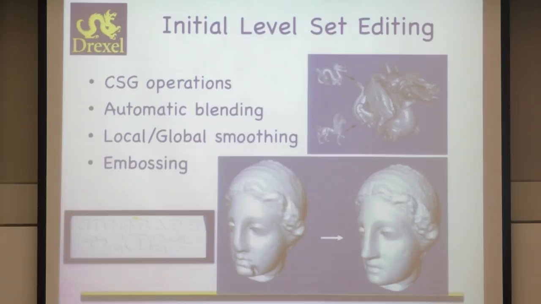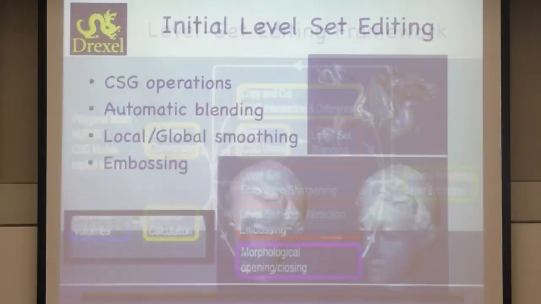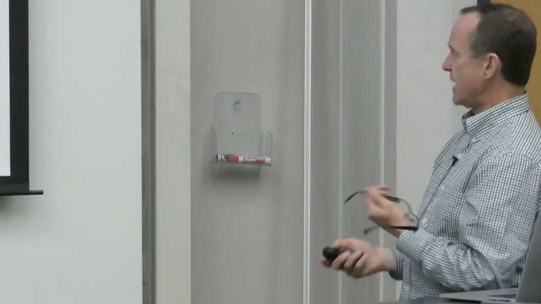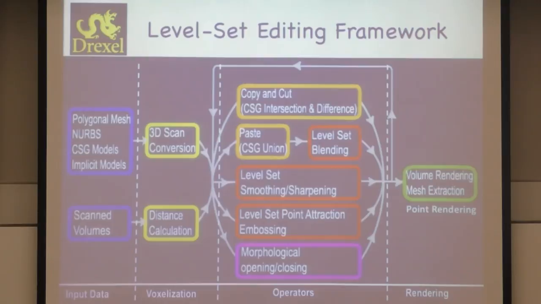I'm definitely going to show pictures and just give you the general idea. Again, we want to be able to use this level set editing framework. We have a bunch of conversion tools that take these in and voxelize them into level sets, and then we created a number of operations. Every operation is guaranteed to produce a proper level set, so you're able to just feed it back. And finally, level sets can be extracted as meshes, volume rendered, or rendered as points.